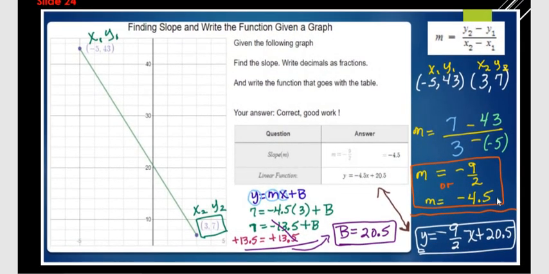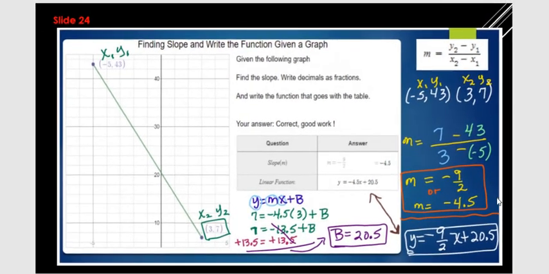Now, go back, make sure that you know how to work these problems, and then take your test again.